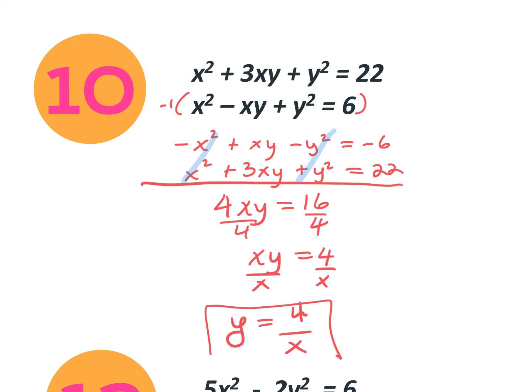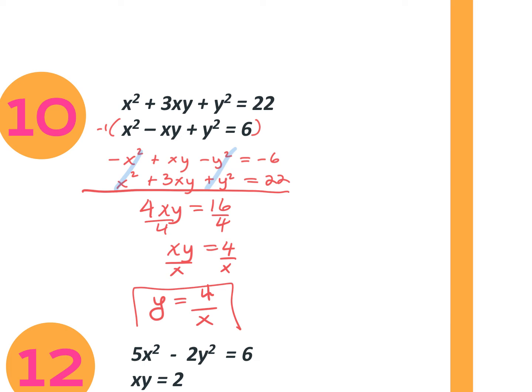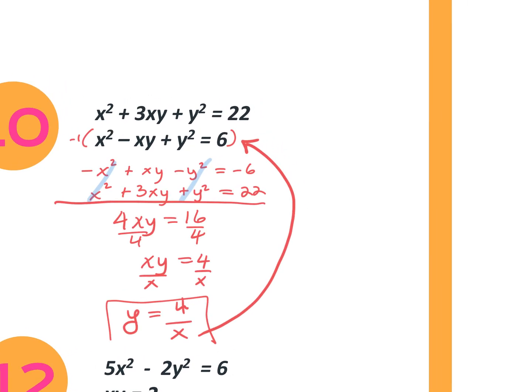To the second equation. Looks like less work. Again, it doesn't really matter. So I'm going to plug this in to this equation. So I get x squared minus xy plus y squared equals 6.